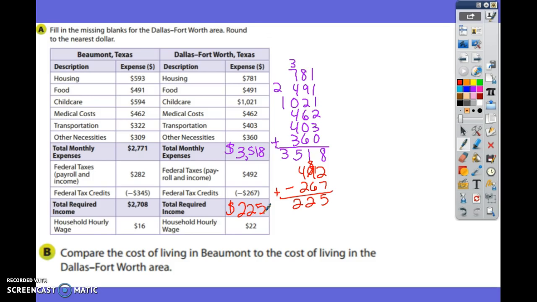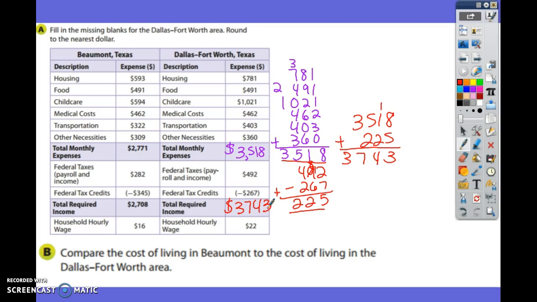So we can compare the amounts that it costs to live in Beaumont, Texas versus Dallas-Fort Worth, Texas. So let's look at the charts. Compare the cost of living in Beaumont to the cost of living in the Dallas-Fort Worth area. So let's see which place is more expensive to live. All right, before we answer that question, I need to erase this because I need to add that to this number. 3,518 plus $225. 8 plus 5 is 13, carry the 1. 2 plus 1 is 3, plus 1 is 4. 5 plus 2 is 7, bring down the 3. So it is $3,743 is the total required income to live in Dallas-Fort Worth.